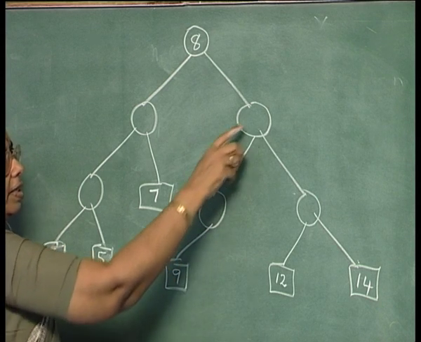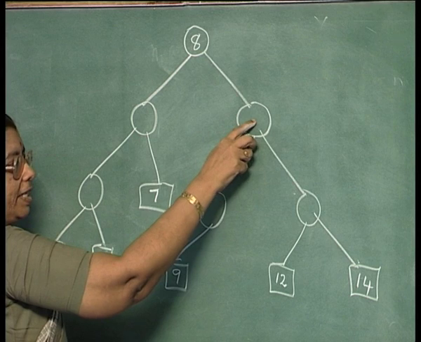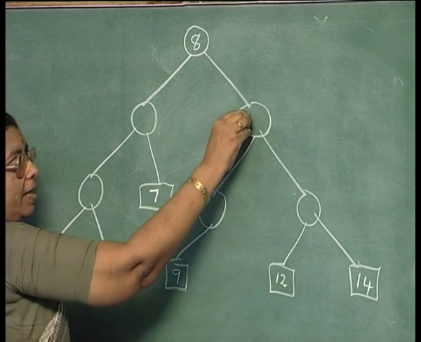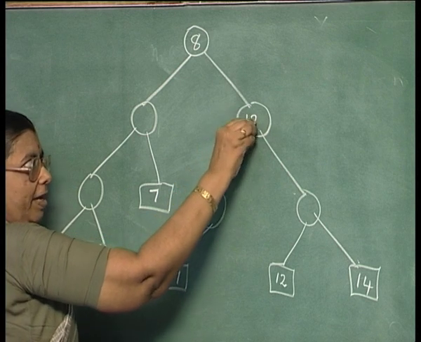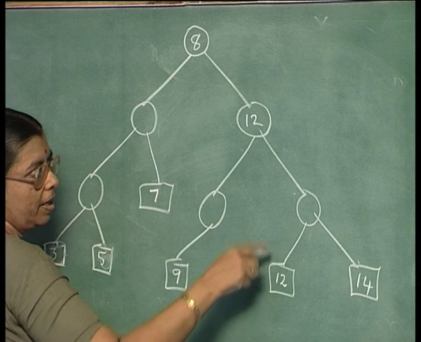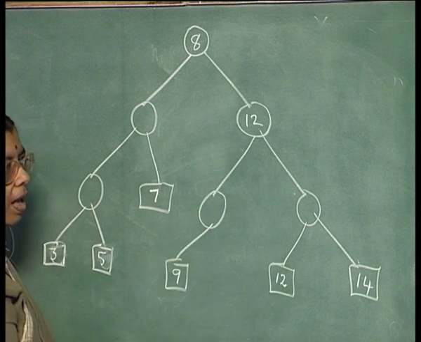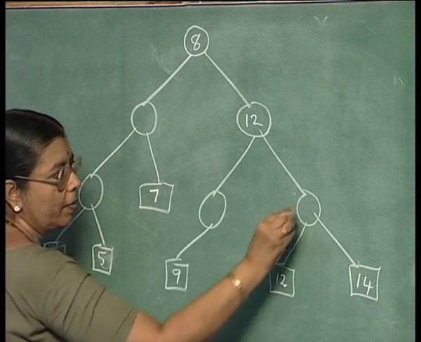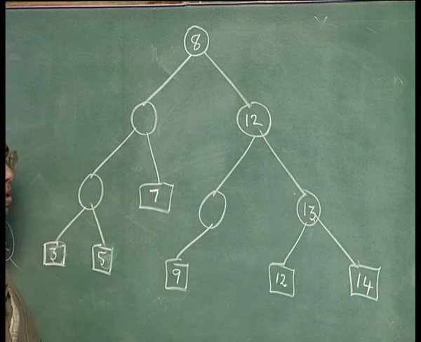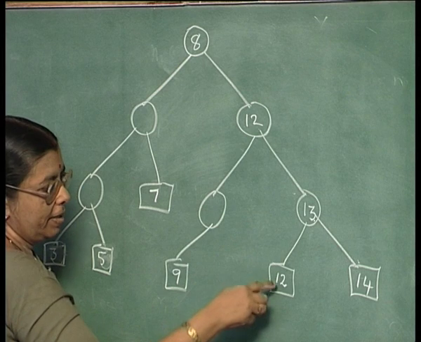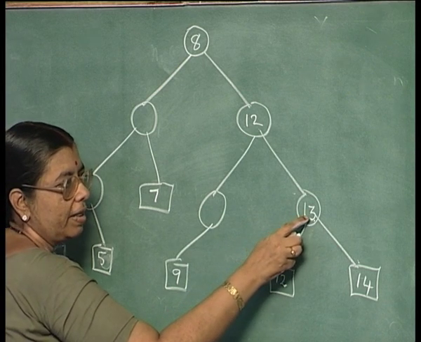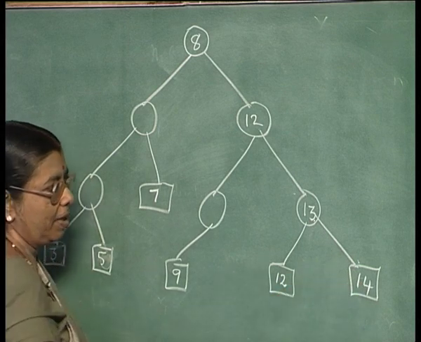Now, in this node, you must have a discriminator which tells you what should go to this subtree. Something like, say, you can have 12 here. All values greater than or equal to 12 will go to this subtree. And here you can have something like 13. So, the value 12 is on this side. If the value is 13 or more, it will be on the right subtree.